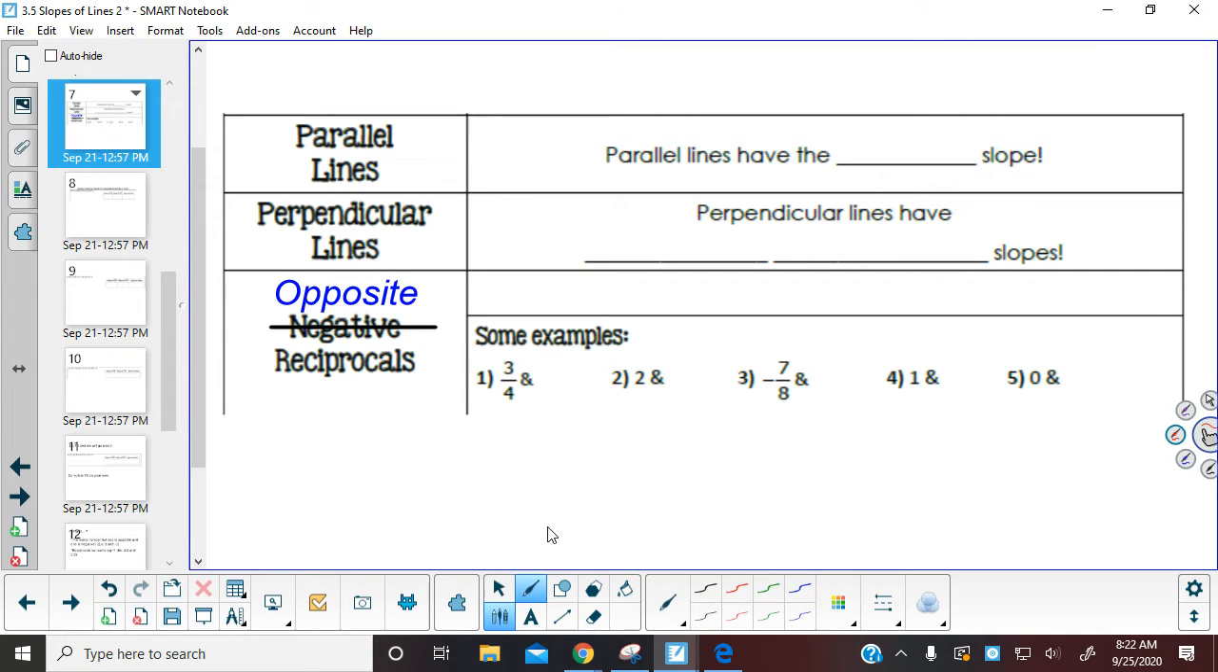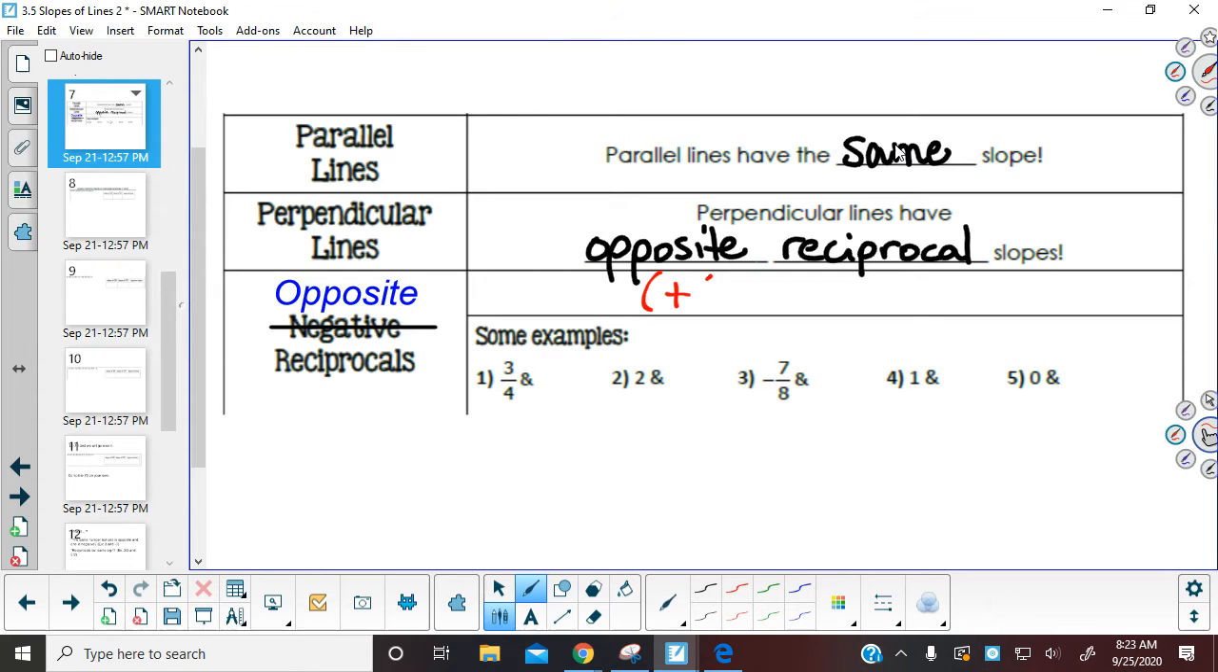So first off, when you look at parallel lines, if you're looking at the slope, parallel lines have the same slope. Okay. Perpendicular lines, they have opposite reciprocal slopes. So let's talk about that for just 1 second. If they are the same slope, they have to be exactly the same. They have to be the same number, they have to be the same sign, it has to be the exact same.